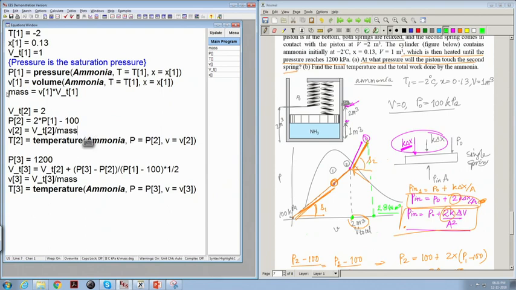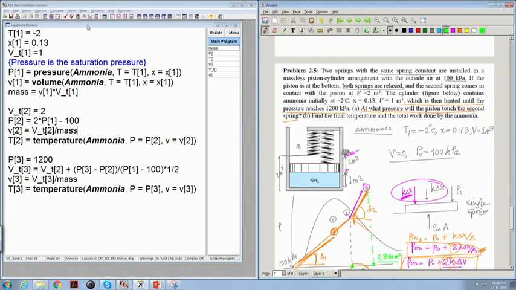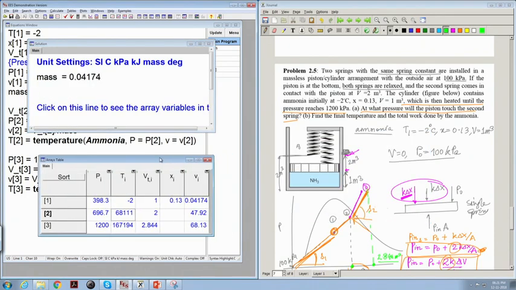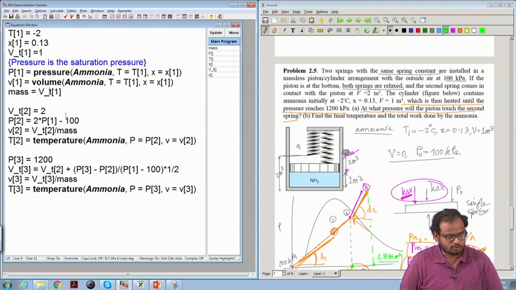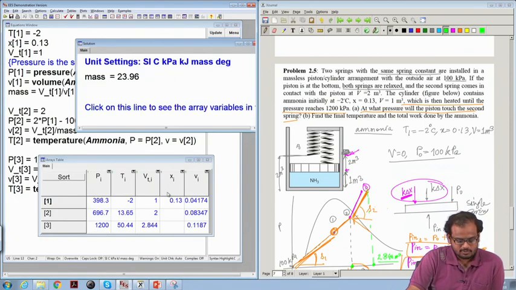So we have obtained the mass. Let's see what is wrong. What is the specific volume? So let's see if state 1 makes sense. State 1 makes sense, yes, 0.13, and the mass is also equal to 0.04174, because that is the specific volume, equal to the total volume divided by the specific volume. So the mass is equal to this. Okay. So let's see. All right, there we go. So mass is equal to 23.96 kg.